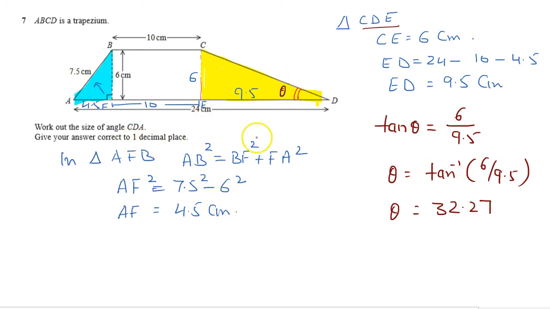But this is one place of decimal. This is 7, so it will increase by 1. So theta is equal to 32.3 degree. So that is the answer of this question. Question number 7.